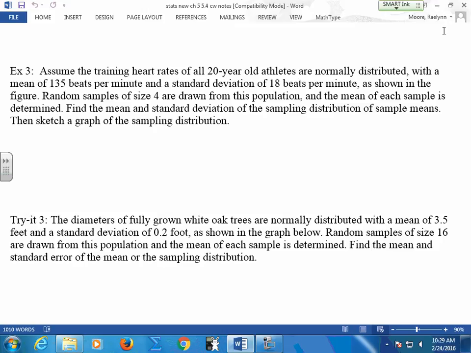Assuming the heart rates of all 20-year-old athletes are normally distributed. This time they told us these are normally distributed, so we know we can use the central limit theorem. With a mean, this is your population, of 135 beats per minute and a population standard deviation of 18 beats per minute.